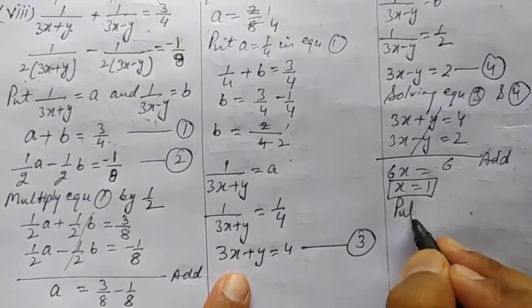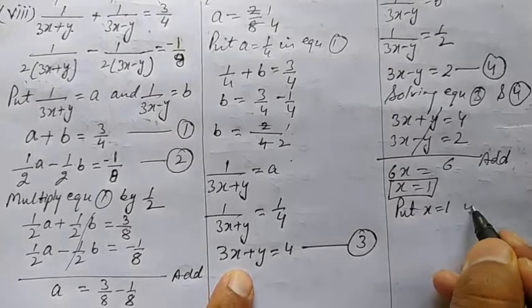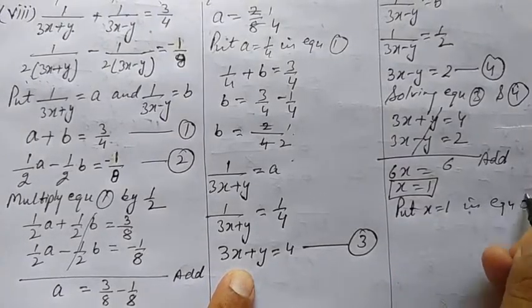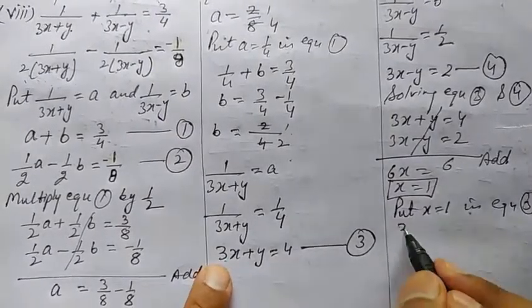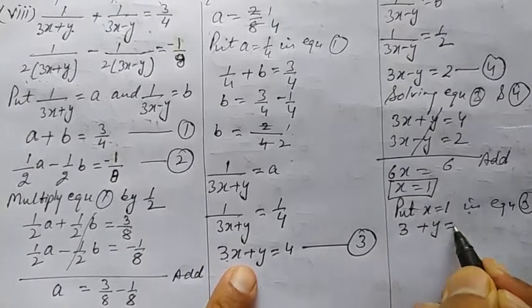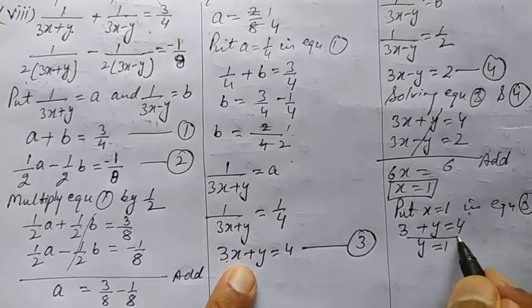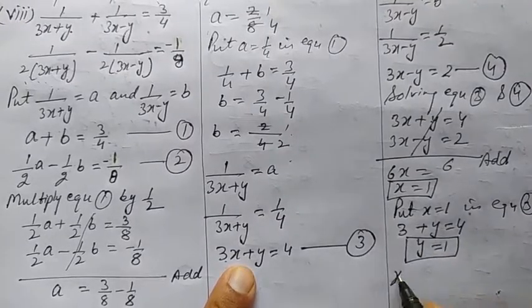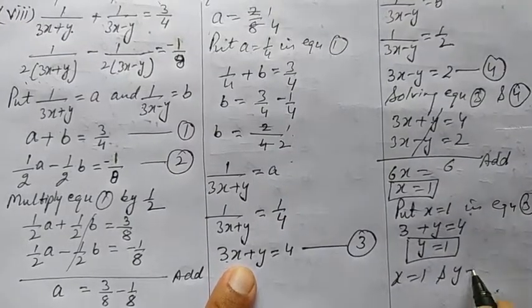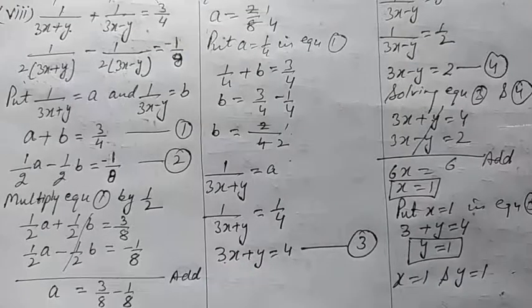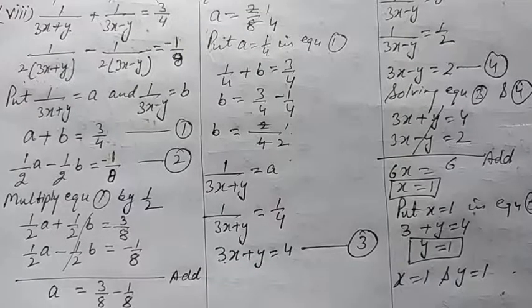So we'll put x is equal to 1 in equation 3. So see here, 3 into 1 is 3, plus y is equal to 4. So y is equal to 4 minus 3, that is 1. So it means x is equal to 1 and y is equal to 1 is the solution of this pair of linear equations. So this way we will solve this question.